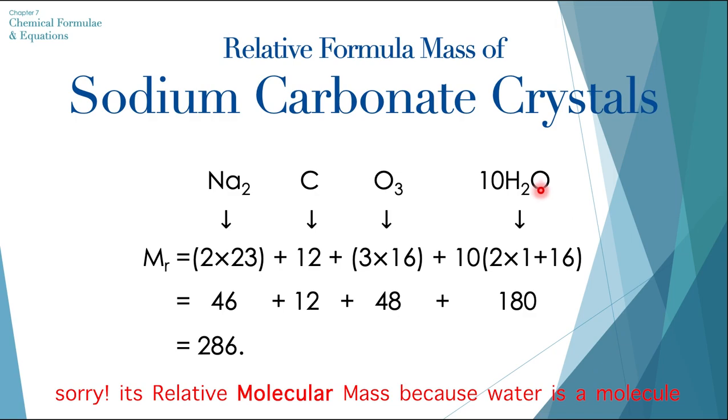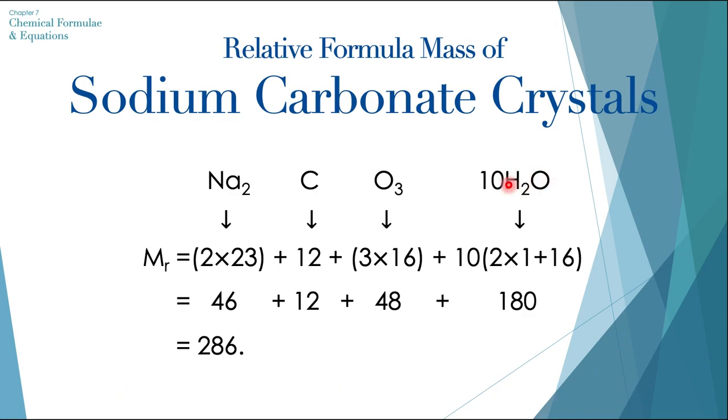Then we have water molecules. So first we're going to find the relative molecular mass of 1 water molecule. 2 hydrogen atoms would make 2 relative atomic mass, 2 multiplied by 1, because 1 is the relative atomic mass of hydrogen, and then 16 is the relative atomic mass of oxygen. There is only 1 atom of oxygen, so 16 plus 2, because 2 multiplied by 1 is 2. Then multiply it by 10, and in the end we get 180. Okay, then we add all of these atomic masses together, and we get 286.